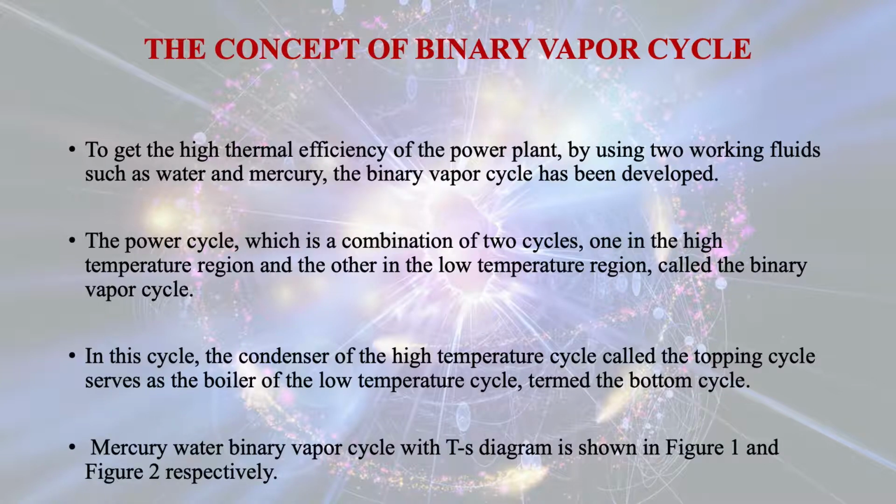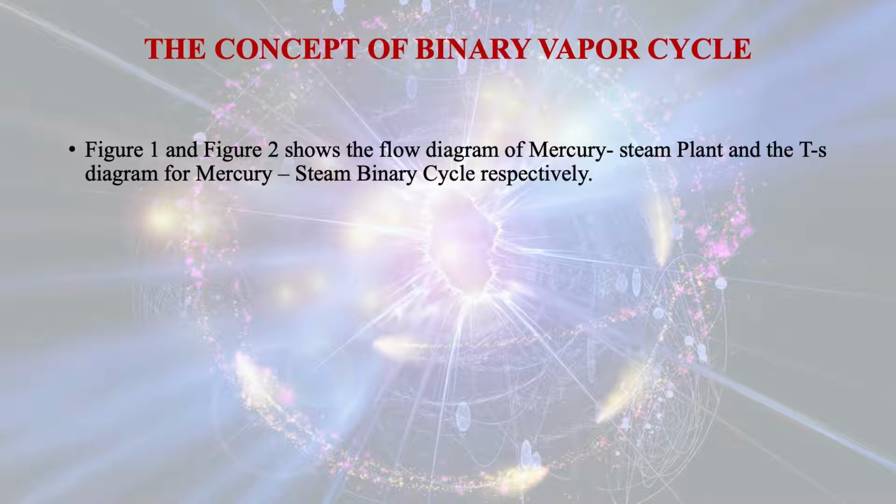Mercury water binary vapor cycle with TS diagram is shown in figure 1 and figure 2 respectively. Figure 1 and figure 2 show the flow diagram of mercury steam power plant and the temperature entropy diagram for mercury steam binary cycle respectively.